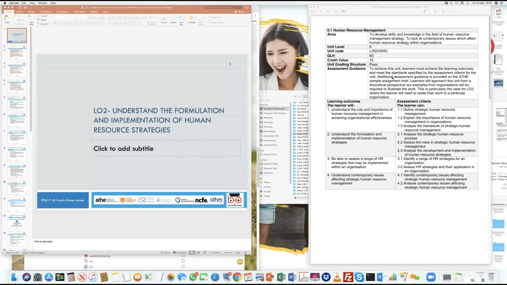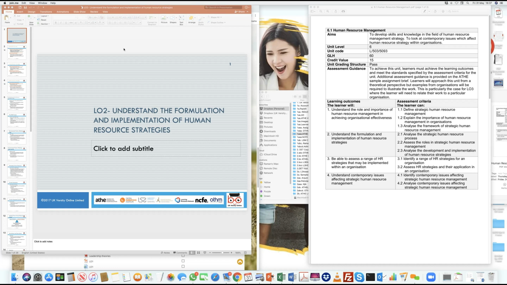Having covered all that, now what we want to be able to do is get into learning outcome 2, to understand how formulation of policy is done and how the implementation of this policy or strategy, long-term planning, is done from an organizational standpoint. And there are 3 assessment criteria that we will cover.